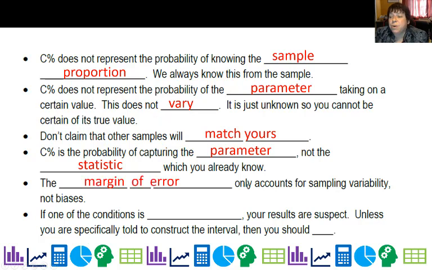And then the margin of error only accounts for sampling variability, not biases. So if I were to ask students, let's see, what's your GPA? A lot of them might kind of bump it up just a little bit. So my margin of error, if I were to do a confidence interval of GPAs in my stats classes, would account for variability in answers, but it might be artificially high because of biases. By the way, if one of the conditions is violated, your results are completely suspect. Unless you are specifically told to do so, you should not construct the interval.